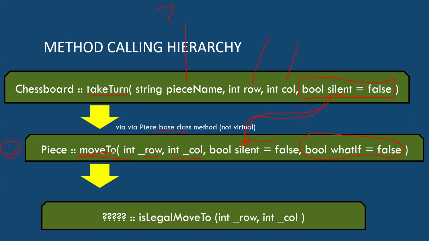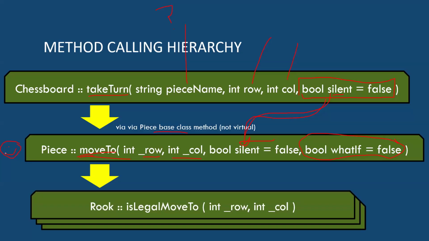Then the last piece, of course, is we have to call the appropriate is equal move to, and you will be writing these. So you'll be writing the one for the king and the rook and the knight and everybody else.